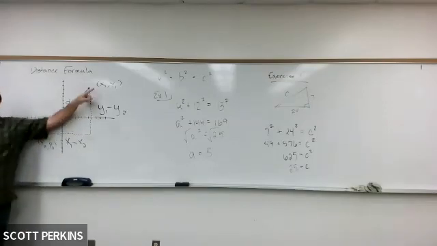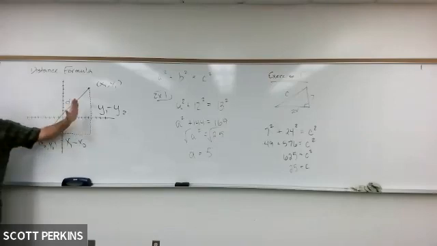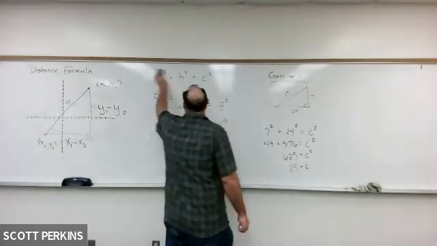So now I have a right triangle. I have the thing that I'm concerned about, this blue line, the distance between the 2 points. And then I have the legs of the right triangle that I know right here. This allows me to come up with what's called the distance formula.